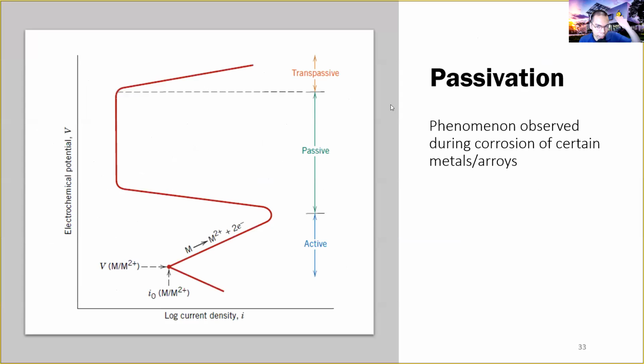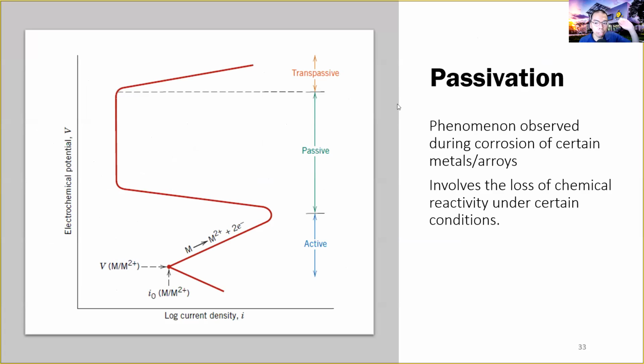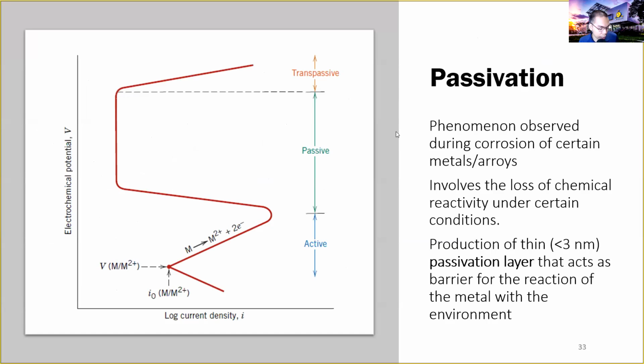And now, last topic, we have passivation. So this is a phenomenon observed during corrosion of certain metals or alloys. This involves the loss of chemical reactivity under certain conditions. And passivation is a production of a thin passivation layer, usually oxide siya, that acts as a barrier for the reaction of the metal with the environment. So one common passivating metal is your aluminum, and one not common passivating metal is your iron.